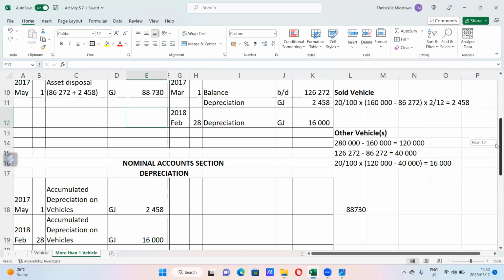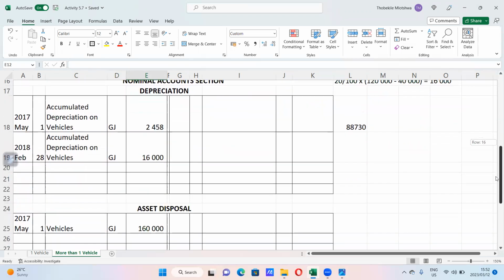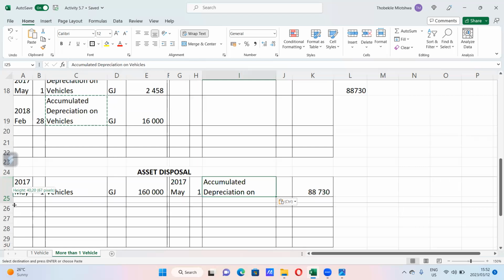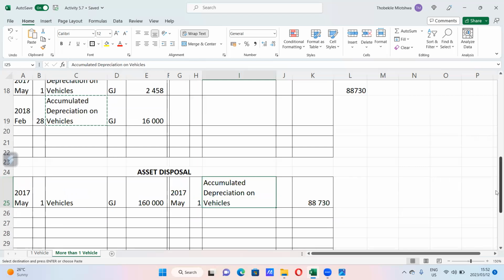So which means we are going to credit 88,730. We are going to credit here 88,730, and we are going to say on the same date here, because when we removed it on the same date here, we are going to have accumulated depreciation on vehicles. So that's the hard part.